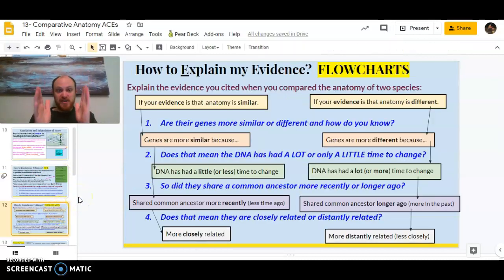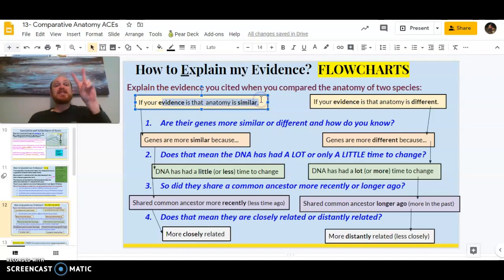Okay, so what this picture is, I want you guys to come back to this slide a lot today while you're writing. These blue questions are the same 4 blue questions as on the slide before. But I made a little flow chart. We've used these before in class. If your evidence is that the anatomy is so similar, so these guys are really similar because their anatomy is so similar, then use this side of the flow chart. That means their genes are going to be more similar because that means the DNA has had less time to change. That means their common ancestor was more recent. That means they're more closely related.